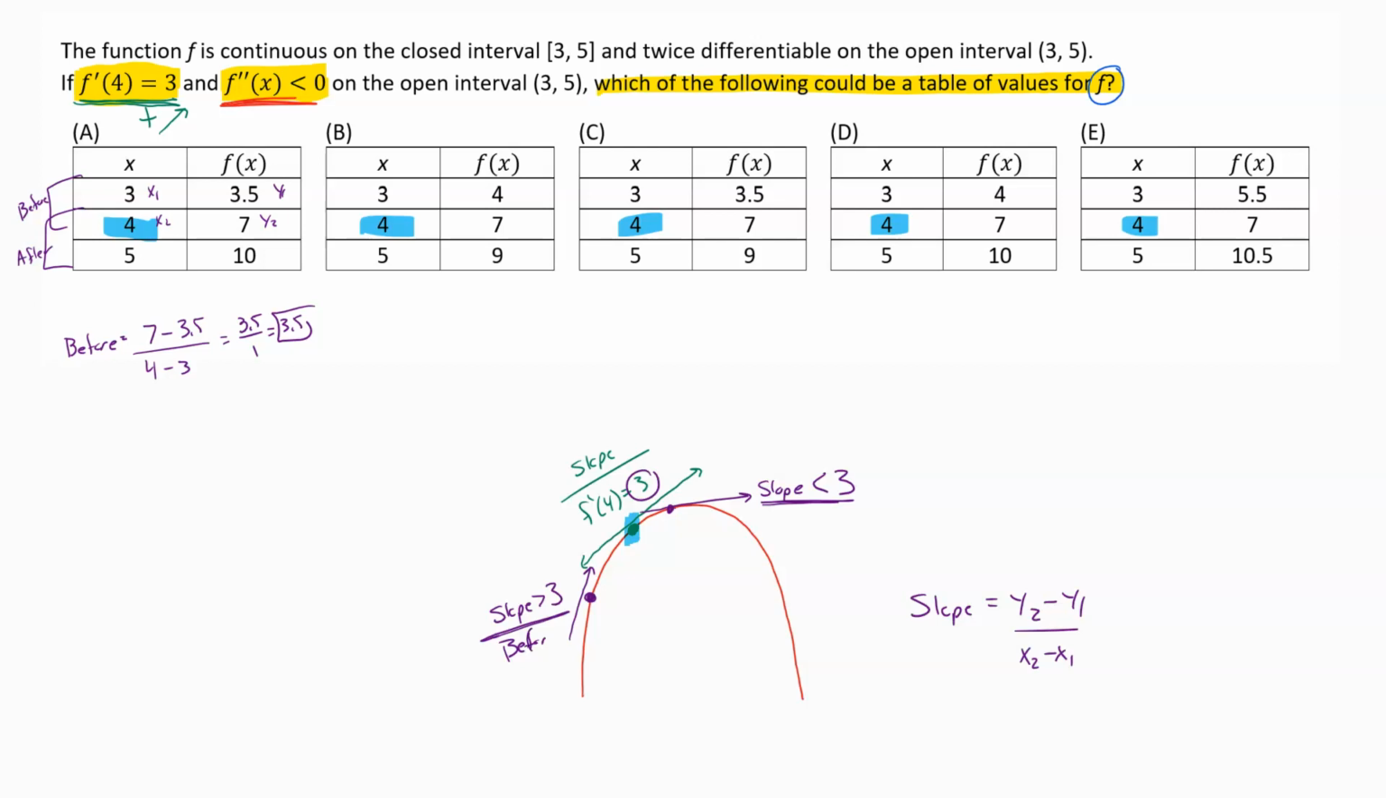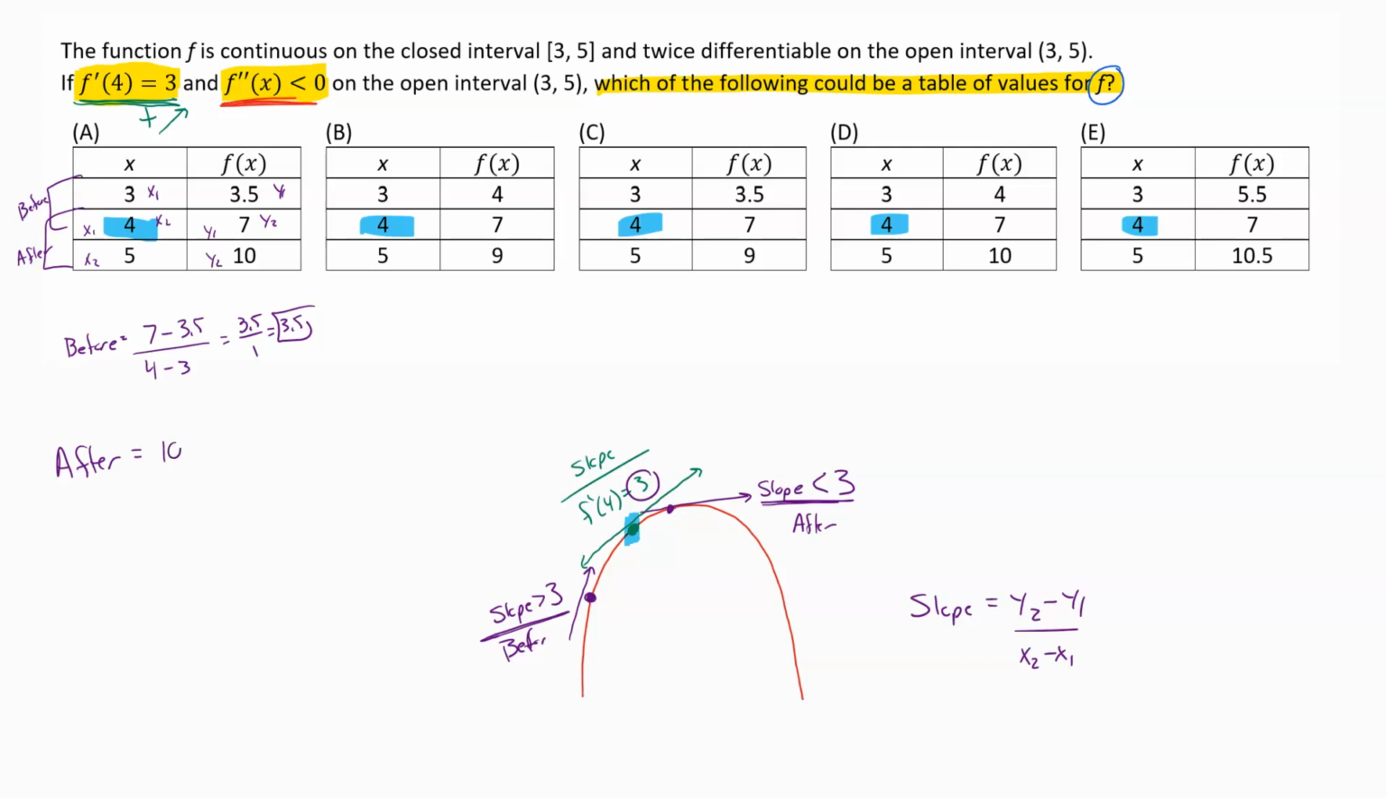And now I need to go and find the slope after, and it needs to be less than 3. It can't be equal to 3 because the graph is concave down. So the concavity tells us that it continues on that shape, which means that the slopes are going to keep getting smaller and smaller. So after, I'm now looking at x1, x2, and this would now be y1 and y2.